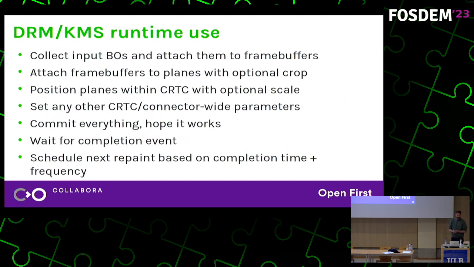So yeah, with all that being said, that's a reasonable end-to-end picture of how to use KMS. You've allocated all the buffers you need or imported them from other clients. You've attached those frame buffers to planes. You've stuck them on a CRTC to get them in a kind of logical space and stacked against each other. You've set your CRTC and connector up for the output path. Commit everything. Hopefully that works. Then the kernel tells you that it's complete. You know when the next frame's going to be, and you just keep on going.